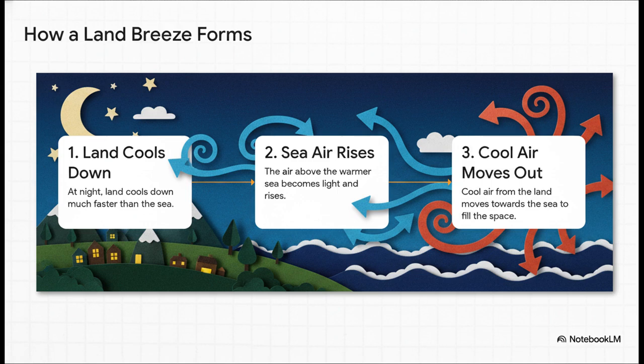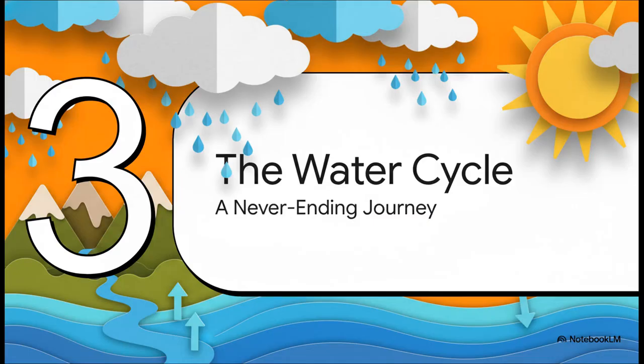So now, the air above the sea is warmer. It becomes light and it rises up. To fill its place, the cool air from the land moves towards the sea. So remember, sea breeze during the day, land breeze at night. Very good. Now, from the invisible air, let's talk about something we can see, feel, and drink: water.